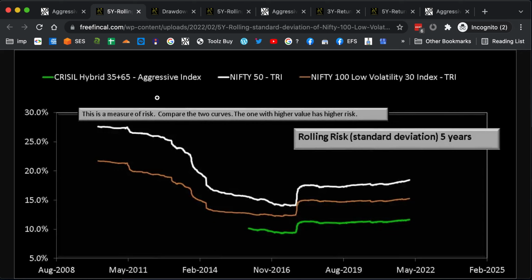So you can see that the CRISIL index has got the lowest volatility. That's understandable because the low volatility index is 100% equity, whereas the CRISIL index is only 65% equity. So you can imagine the hybrid index to have the lower volatility.